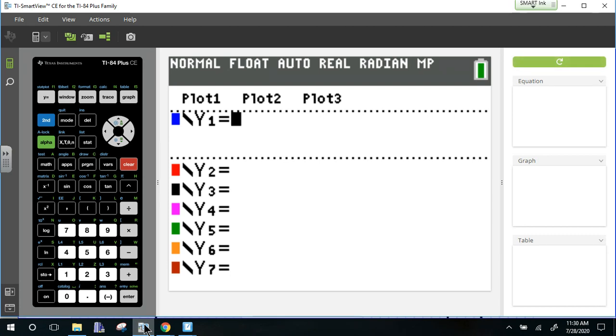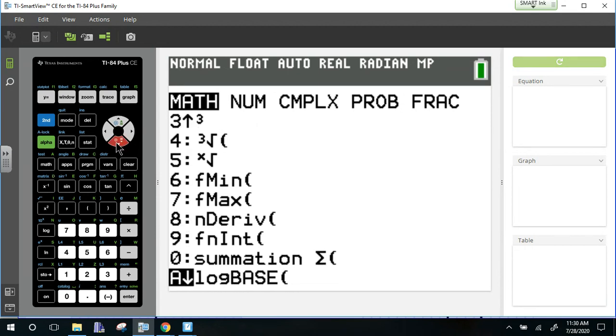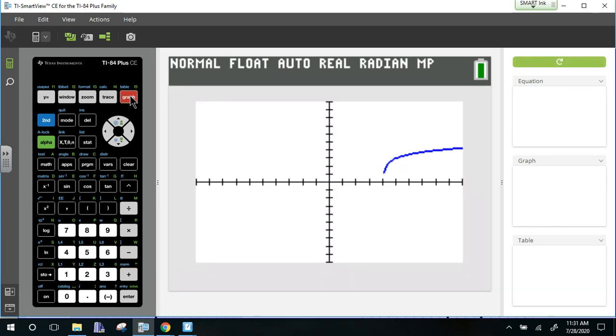So how do we get log to come up in our equation? If we go to math, all the way down to A, you see log base. Okay. Put that in there. We can type in any base and anything in parentheses that we want. It's log base 4. Move over. It's going to be x minus 4. I'll move over. We're going to have a plus 3. And I graph it. Okay.